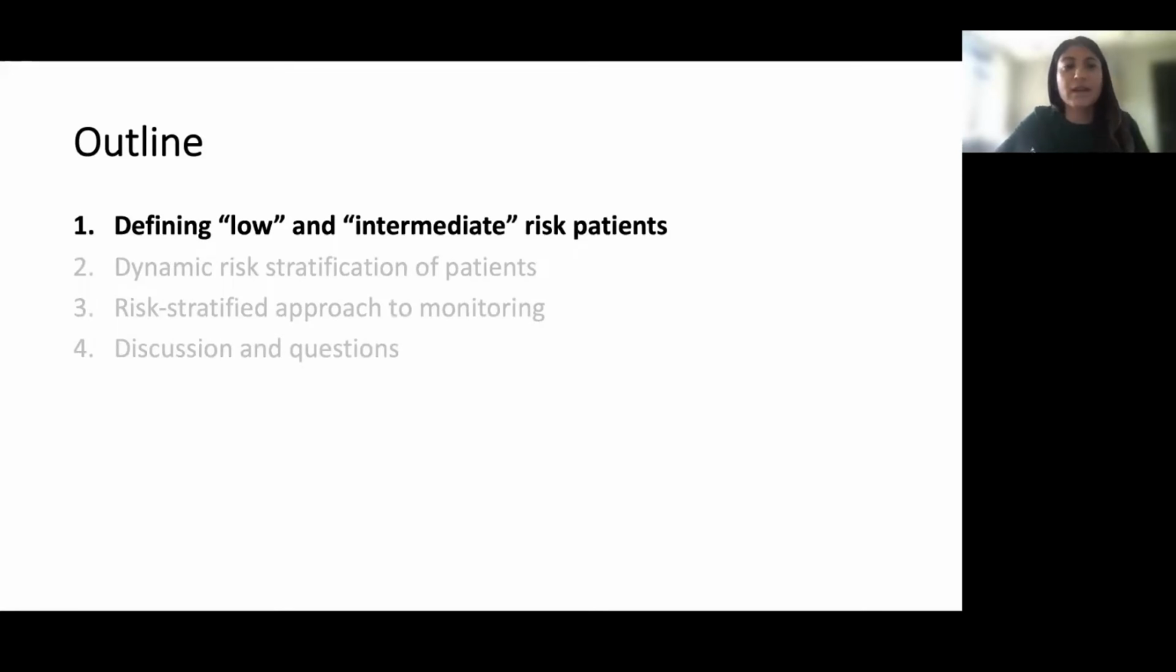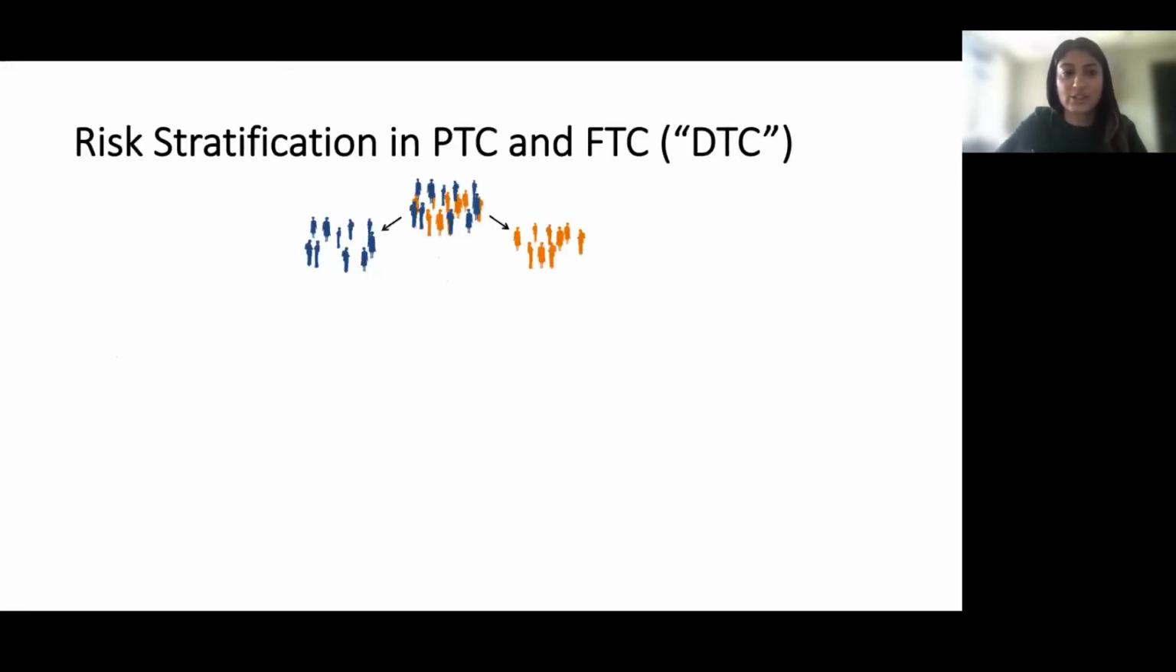So starting off, let's define low and intermediate risk patients. So what do we mean by that? When we talk about risk stratifying someone, what we say is if there's a general cohort of all the patients that have papillary and follicular thyroid cancer, then we're going to separate them out into groups where we think of patients as lower risk, higher risk. And so what is that risk of?